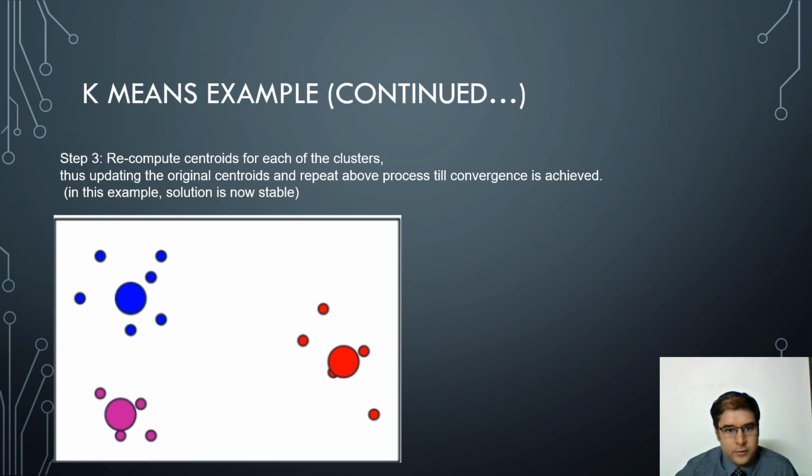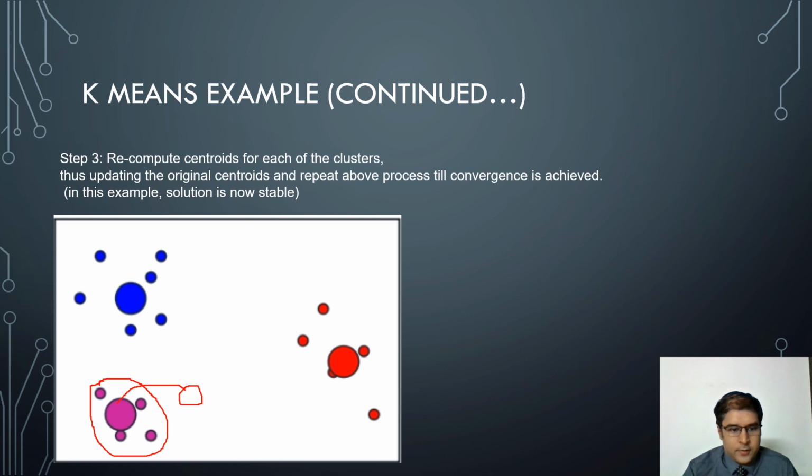Recompute centroids for each of the clusters, thus updating the original centroids, and repeat the above process till convergence is achieved. In this example, the solution is now stable. The previous example had this pink centroid somewhere here, but we computed the centroid for these 4 or 5 points, and this comes out to be this point here.